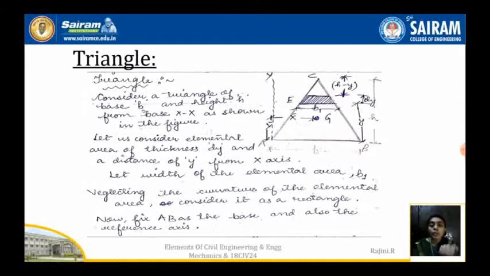So let the width of the elemental area be b1. Neglecting the curvature of the element, since there is only a small curvature, the small strip is considered as a rectangle only. Now fix AB as the base and also the reference axis, that is, I am keeping reference x now. Before finding anything about the centroid, we have to set one reference axis x, so here also I am keeping x as the reference.